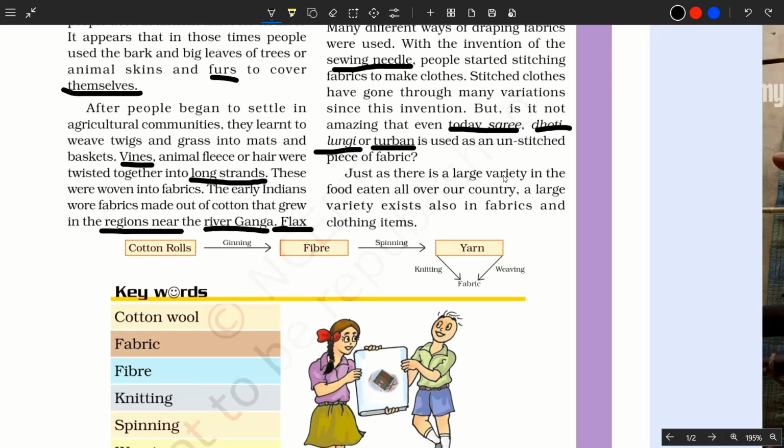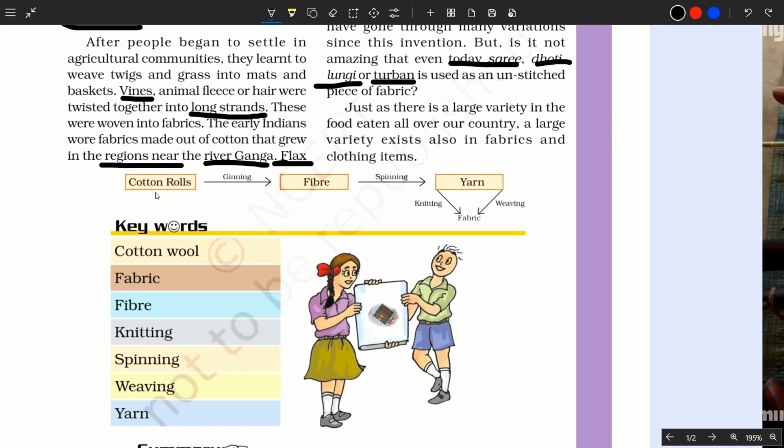Just as there is a large variety of food eaten all over our country, a large variety also exists in fabrics and clothing. We have seen in the previous chapter, chapter 1, the varieties of food eaten all over the country. After a certain time, we invented different types of clothes, so varieties of cloth existed like food, and the fabrics were also invented by the people.